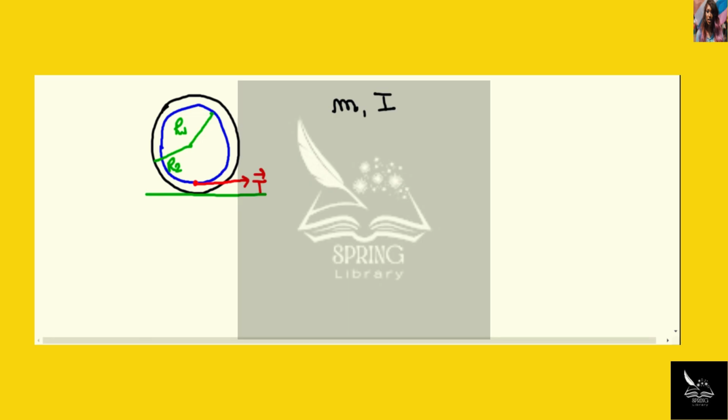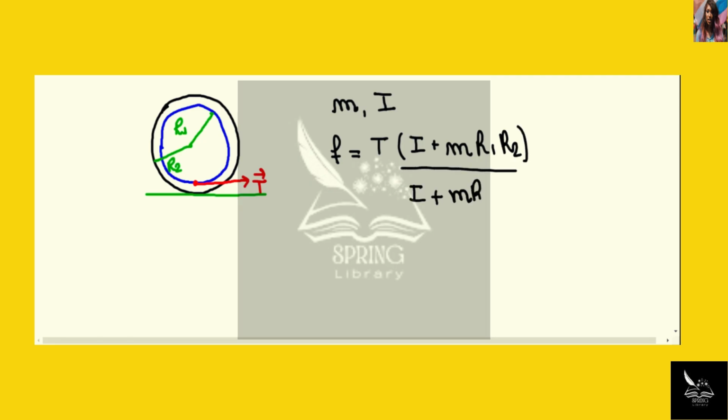Our goal is to show that the magnitude of the friction force between the surface and the spool of thread is T times (I plus M R1 R2) divided by (I plus M R2 squared).